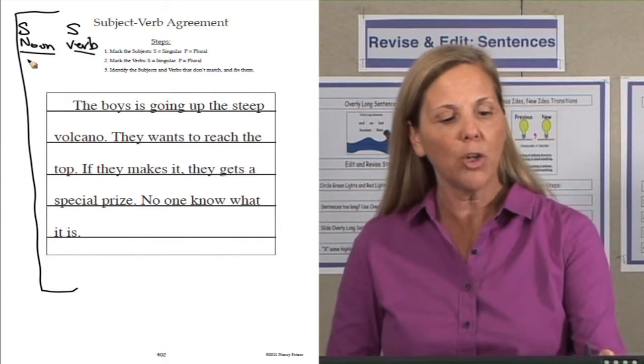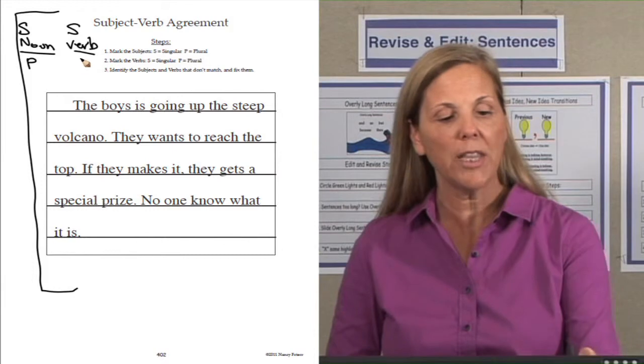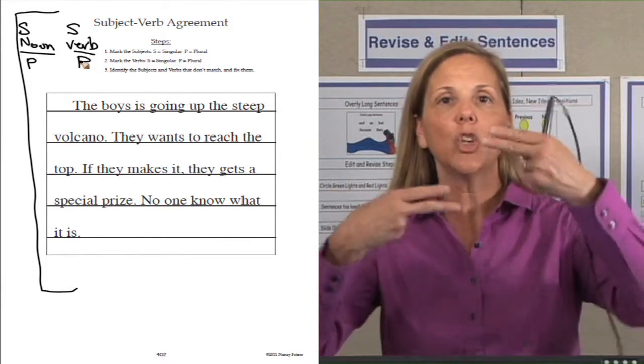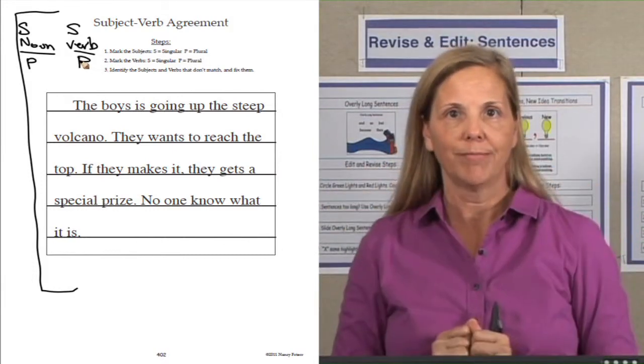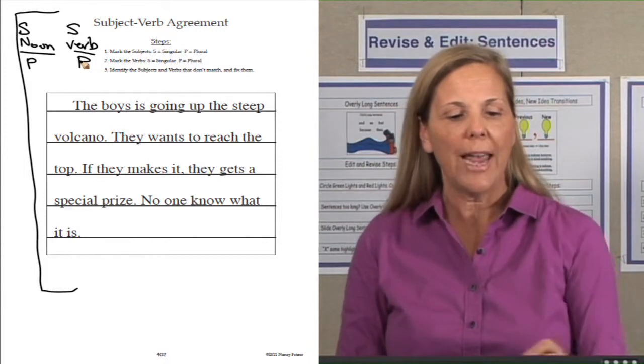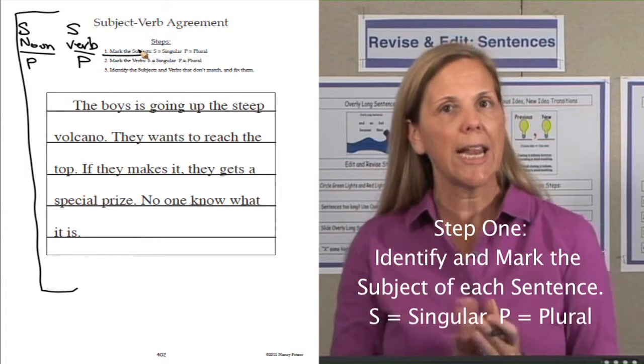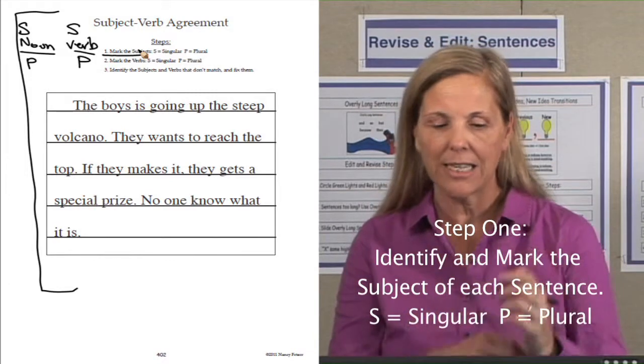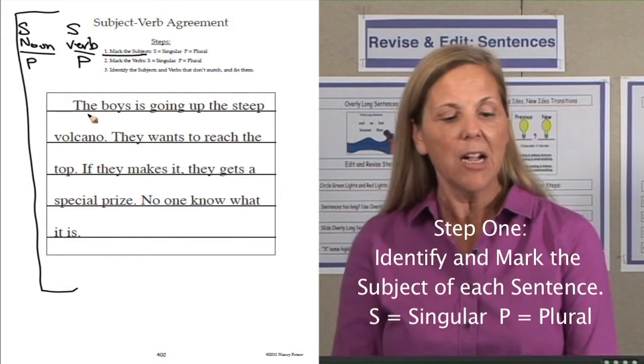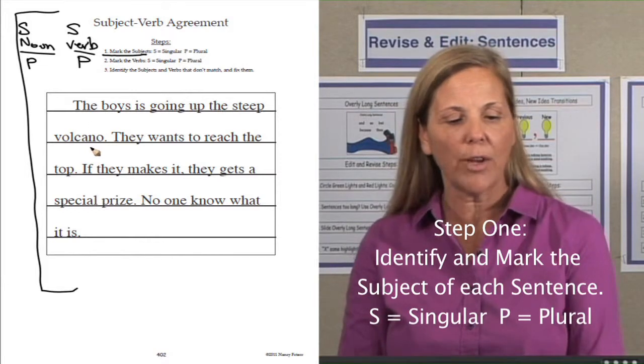If it's a plural noun, what does it need to match with? A plural verb. They need to equal each other. So we'll go through and we'll follow the steps. Step 1, we're only looking at the subject of the sentence. So we go through and we say, the boys is going up the steep volcano.